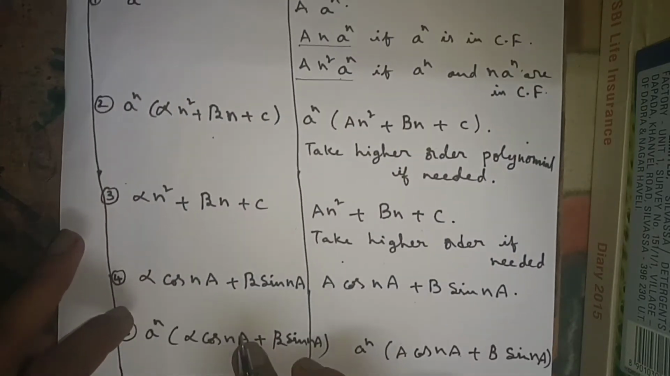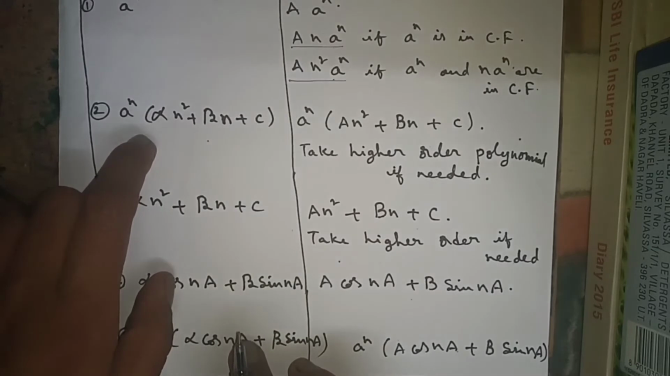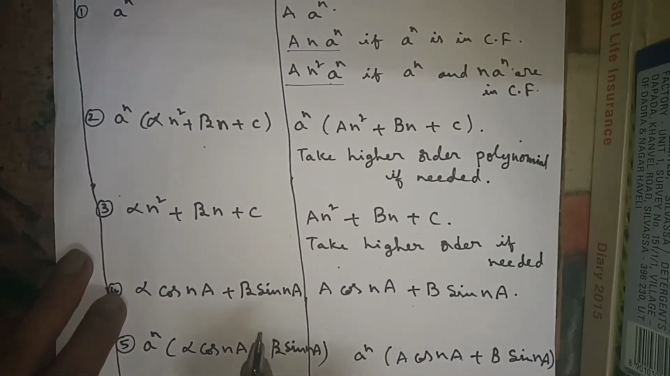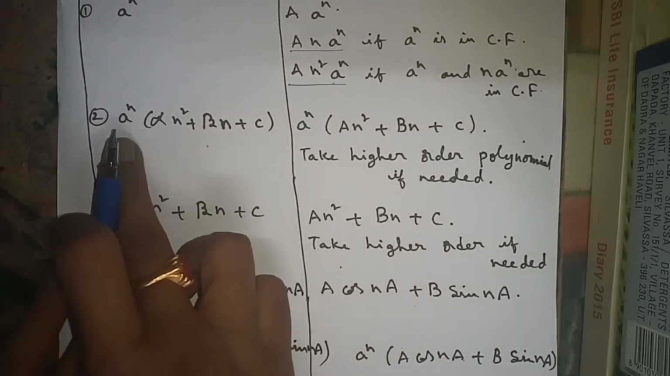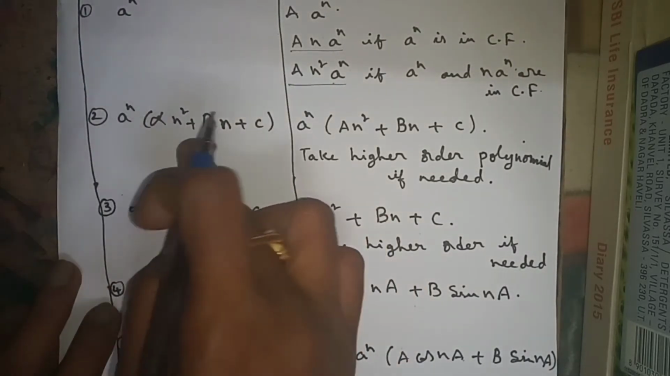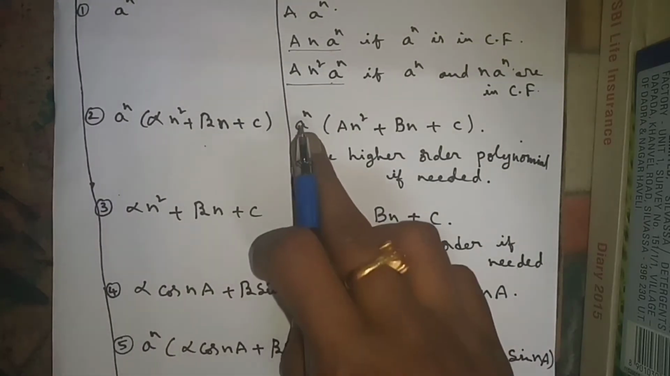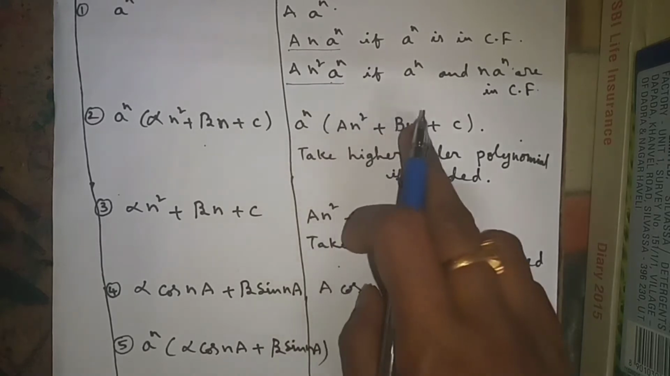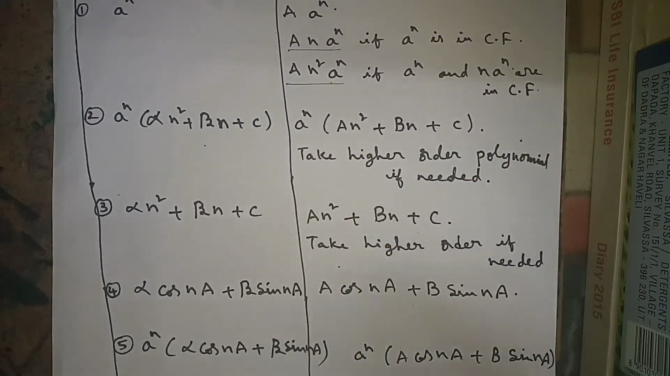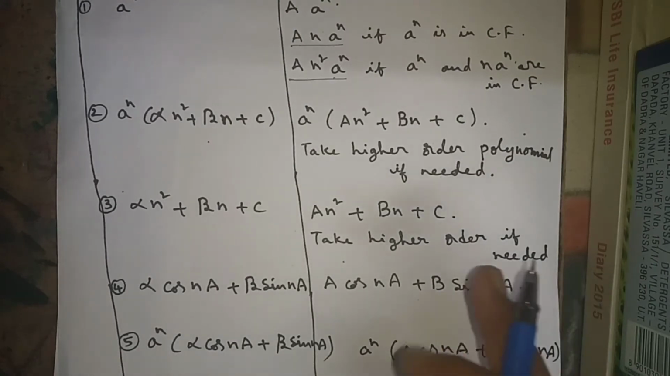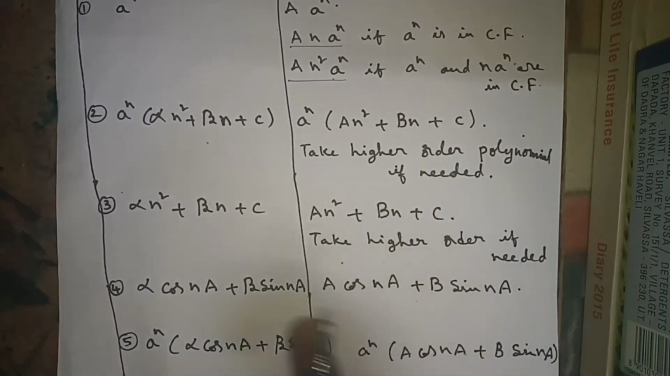And the second one: if the RHS is in the form of a to the power of n into (alpha n square plus beta n plus c), then our particular integral will become a to the power of n into (A n square plus B n plus C). If needed, we can take a higher order polynomial, meaning alpha n cube plus beta n square and so on.